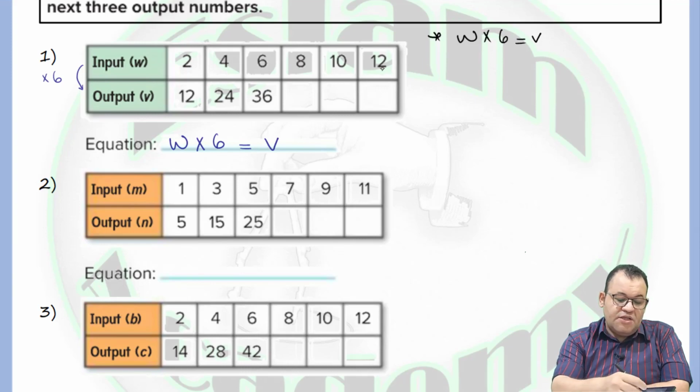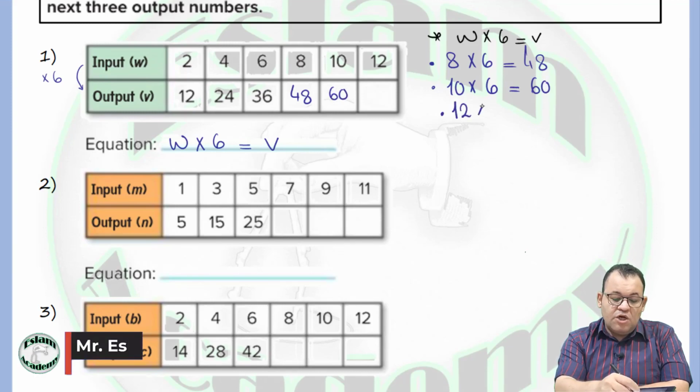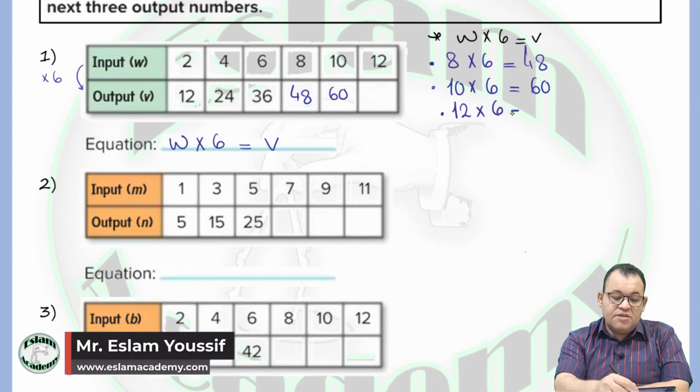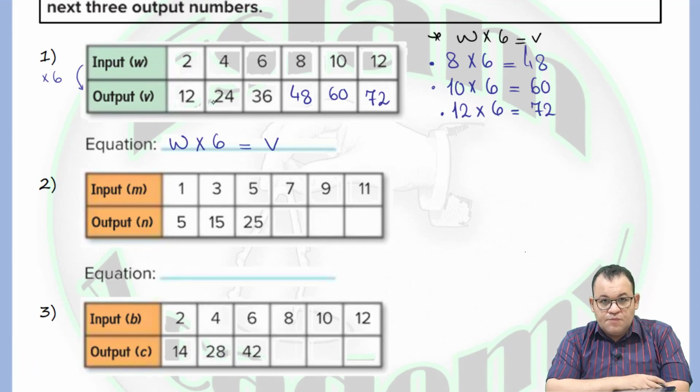Now we need to complete the table. If the input now equals 8, when you multiply it by 6, the answer will be 48. So the output will be 48. When the input equals 10, we just need to multiply it by 6, and it will be 60. So the output here will be 60. When the input equals 12, multiplied by 6, it will be 72. So the missing number for the output will be 72.